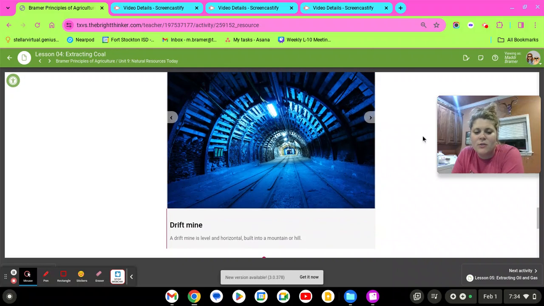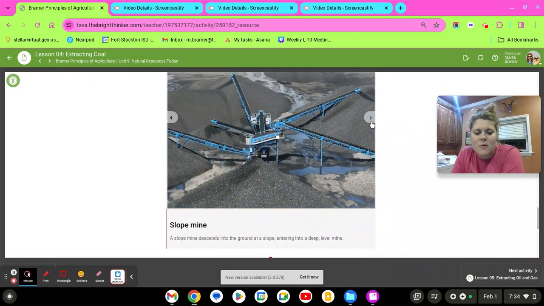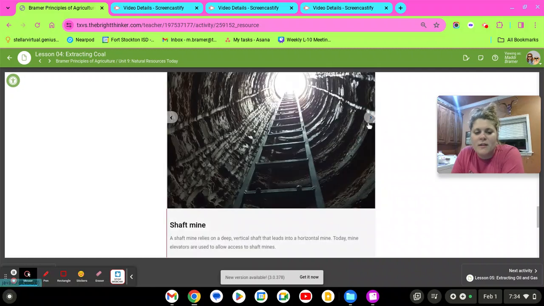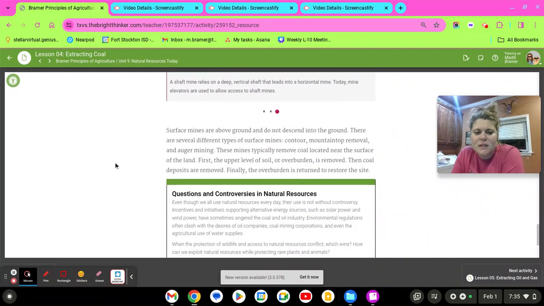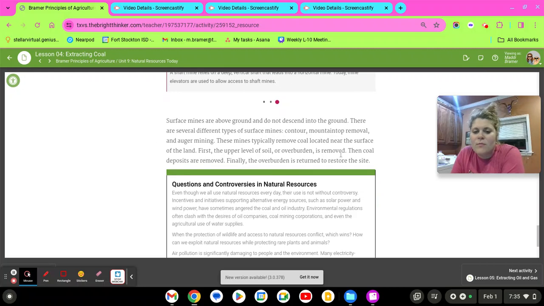It's level and horizontal, built into a mountain or a hill. A slope mine descends from the ground at a slope, entering into a deep level mine. And then a shaft mine is on a deep vertical shaft that leads into a horizontal mine. Today, mine elevators are used to allow access. They've come a long ways in mining, but it is still quite dangerous.